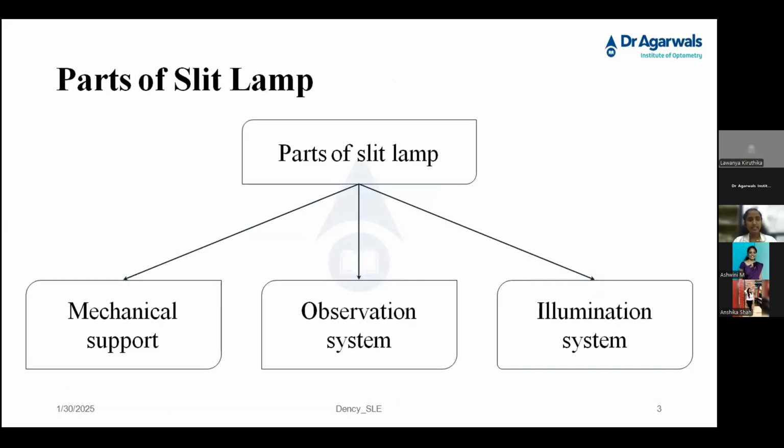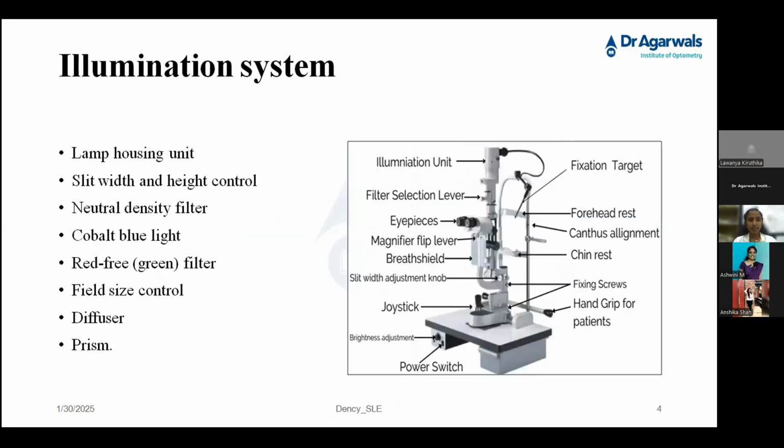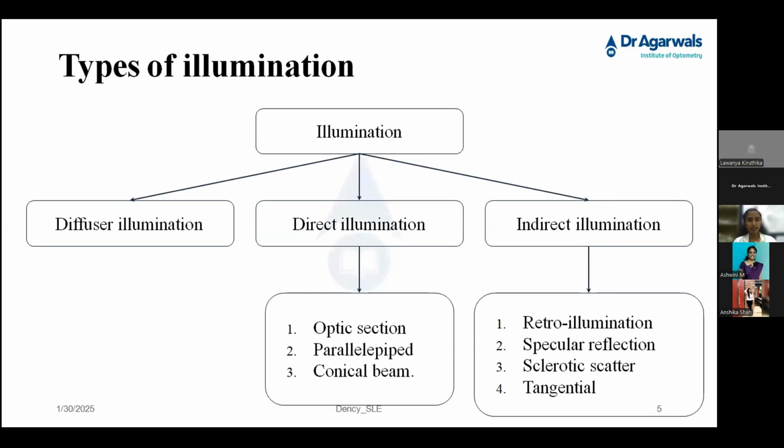Parts of the slit lamp. It consists of three parts: mechanical support, observation system, and illumination system. The illumination system consists of lamp housing unit, slit width and height control, neutral density filter, cobalt blue light, red free filter, field size control, diffuser, and prism. Types of illumination. There are three types: diffuse illumination, direct illumination, and indirect illumination. Direct illumination consists of optic section, parallelepiped, and conical beam. Indirect illumination consists of retro illumination, specular reflection, sclerotic scatter, and tangential.